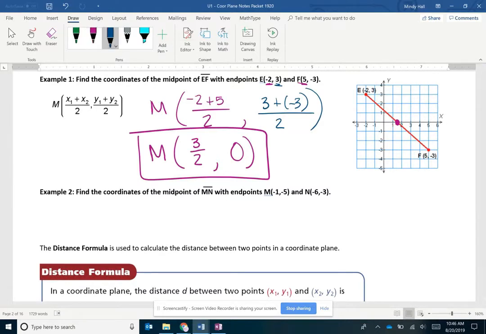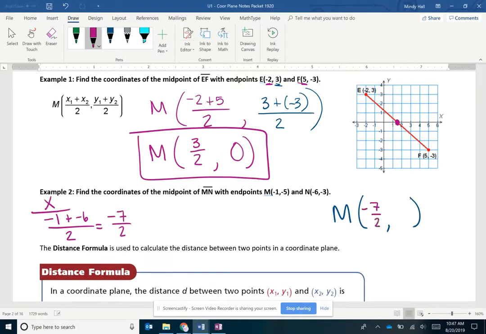So again, with this formula, we are going to add the x's together. For some of you, it might be easier if you come off to the side and write the numbers that are going in there and calculate them. So if I want to find my x value, I'm going to do -1 plus -6 divided by 2. -1 plus -6, or -1 minus 6, is -7 divided by 2, and we can't do anything with that, so it's just -7 over 2.